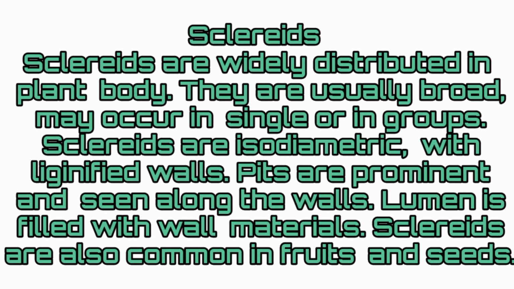Then sclereids. Sclereids are widely distributed in the plant body. They are usually broad, and may occur singly or in groups. Sclereids are isodiametric with lignified walls. Pits are prominent and seen along the walls. Lumen is filled with wall materials. Sclereids are also common in fruits and seeds.